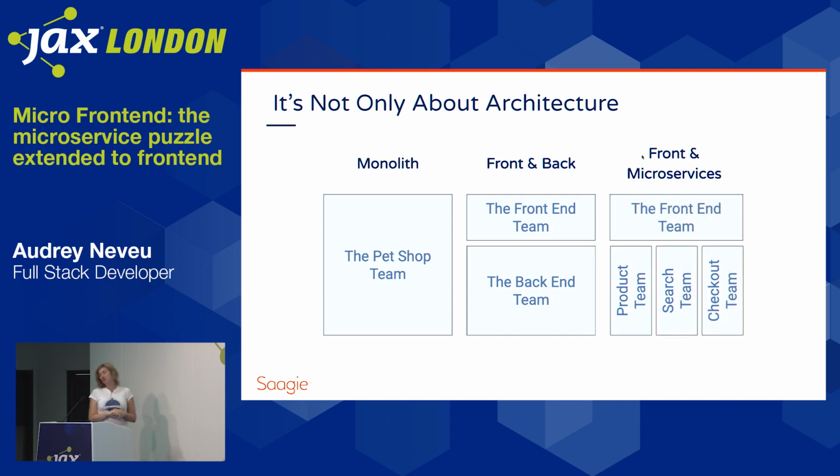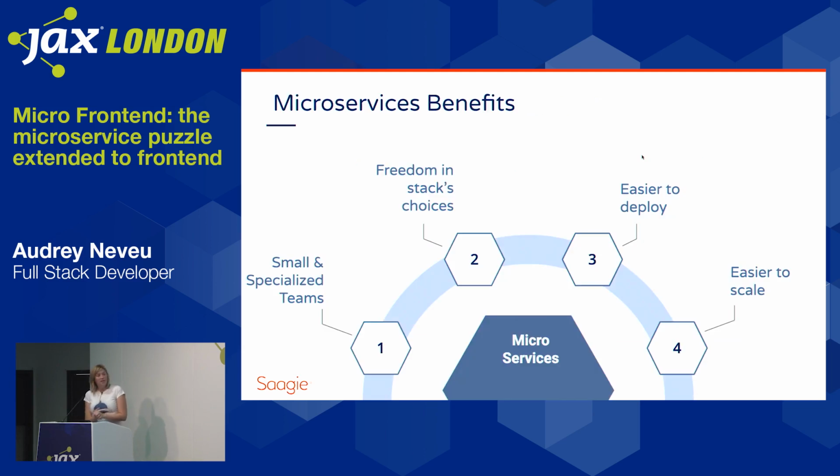And with microservices, usually what we are doing is that we are going to split the backend team and have several smaller teams, each one being in charge of one part of the domain, sometimes several, it really depends if the domains are small enough. So here, for example, we would end up with a product team and a search team and a checkout team. That's the first benefit of microservices, because having small and specialized teams means that they're going to do just one thing, but they're going to do it well. And usually, they will deliver faster than the biggest team.